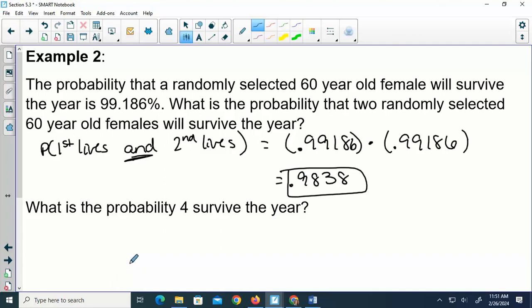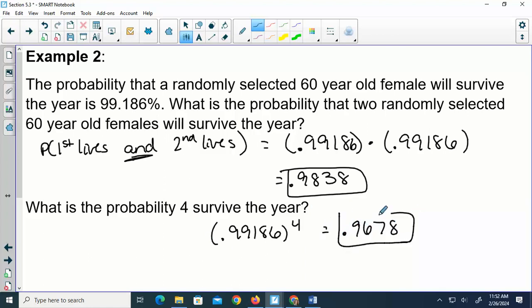How would I find the probability that 4 randomly selected women survive? Multiply it 4 times. Or if you want a shortcut, you could just take it to the 4th power. You get 0.9678.